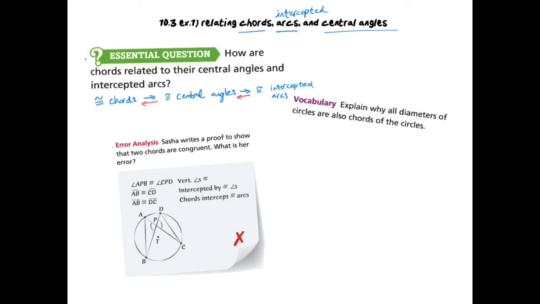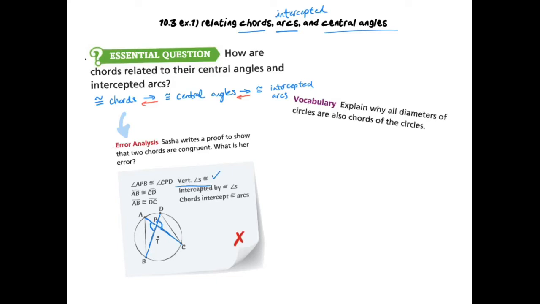All right, while we're on this topic, let's mosey on down right here, and let's see what's going on with Sasha. She's writing a proof to show that two chords are congruent. What is her error? Oh no. She says that angle APB, right here, is going to be congruent to angle CPD right here. And she says that the reason is vertical angles.